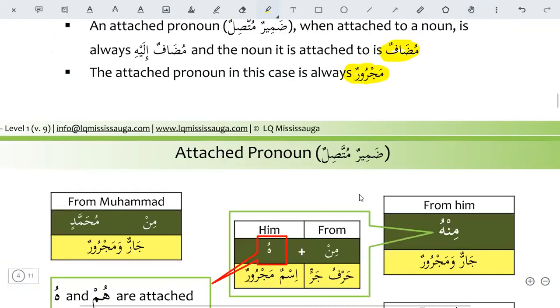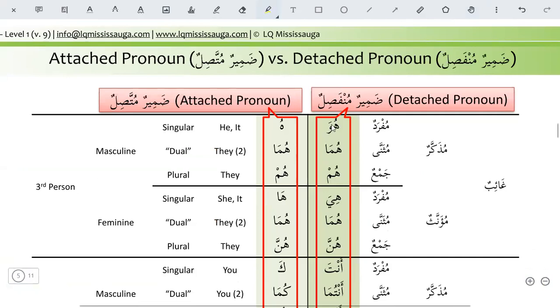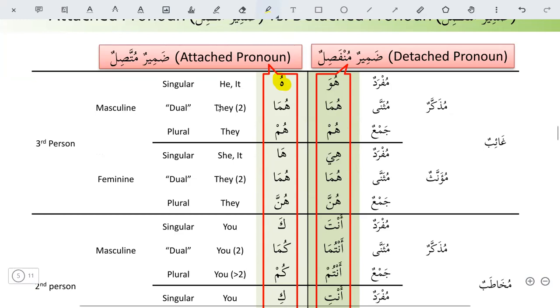Learn more about the attached pronouns. Huwa is a separate pronoun. Huwa means he, and the attached pronoun of huwa is hu, meaning his. Huma, they two, and its attached pronoun is huma. For the plural, they all: hum. Separate pronoun and attached pronoun are the same.